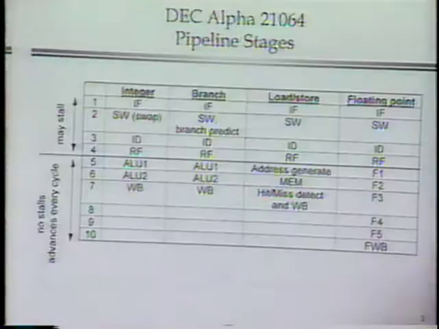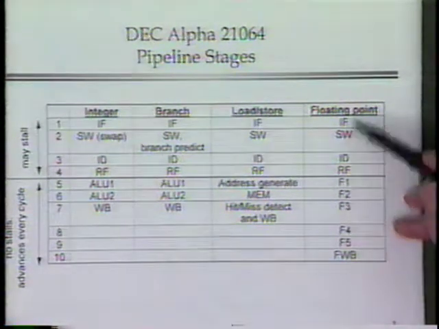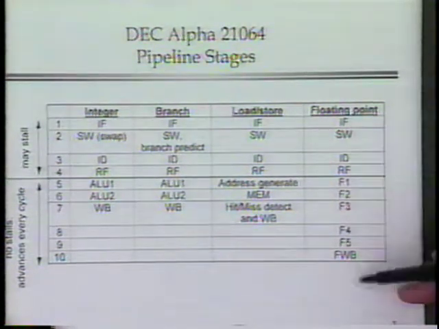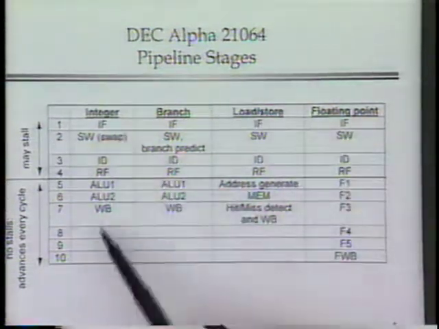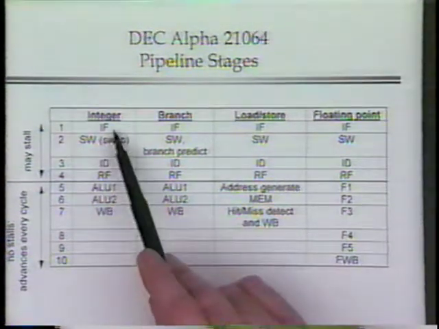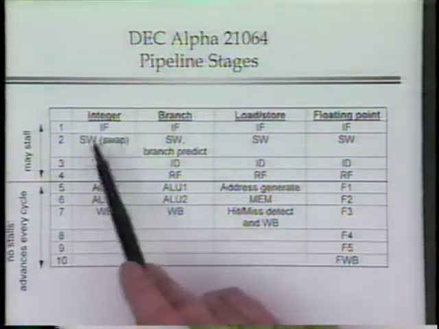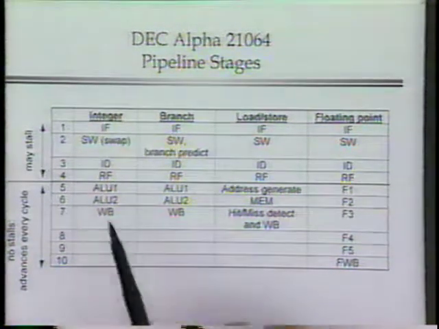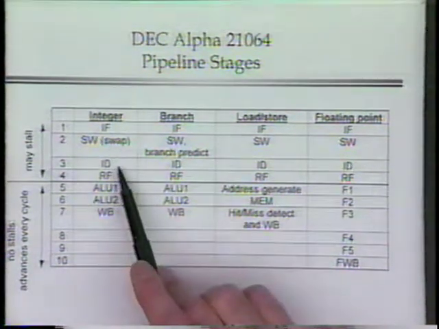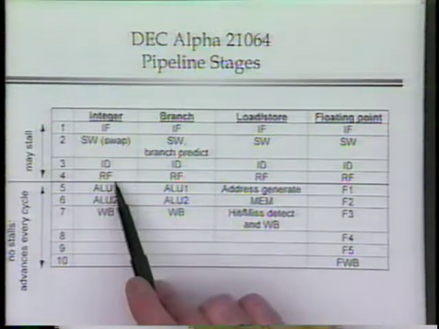The pipeline itself is deep. For floating point instructions, it's 10 cycles. Even for integer instructions, it's 7 cycles. It goes through instruction fetch, this swap stage, which does some preliminary decode and the instruction swap to get things in the right pipeline that I was describing. Then an instruction decode, then a register fetch. Note that register fetch and instruction decode here are separate cycles.